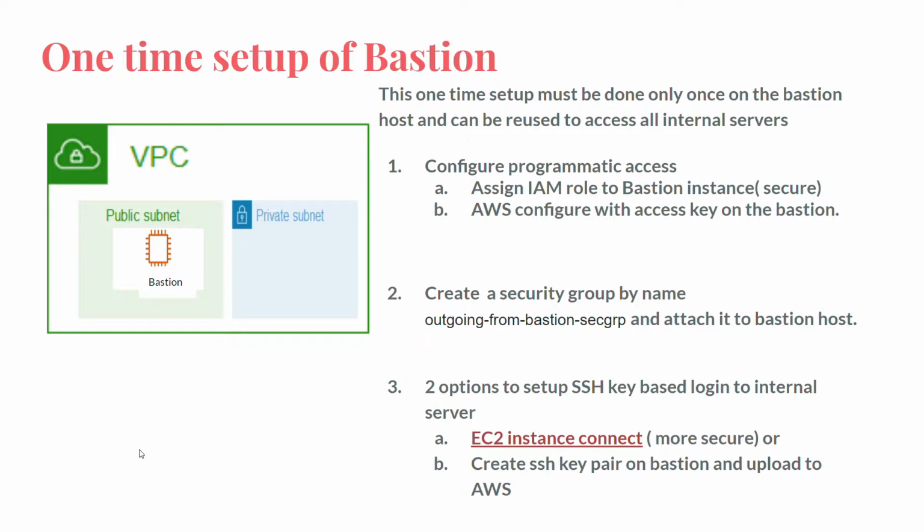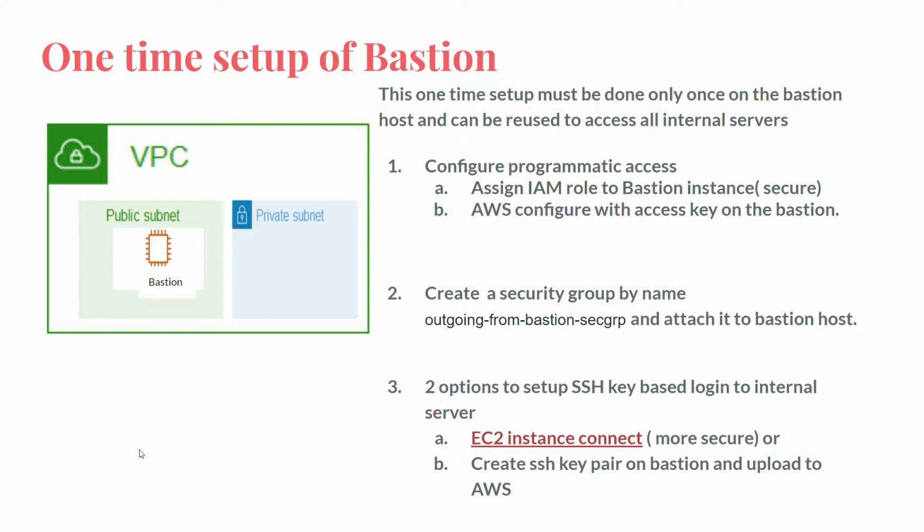We need to configure three things on the Bastion host. We would be launching instances using the Bastion host, so enable programmatic access from this host. This can be achieved in two different ways. The first method is to assign an IAM role to the Bastion instance. This method is more secure. The second method is running AWS configure with an access key on the Bastion host.